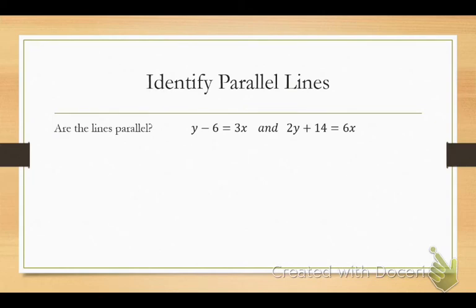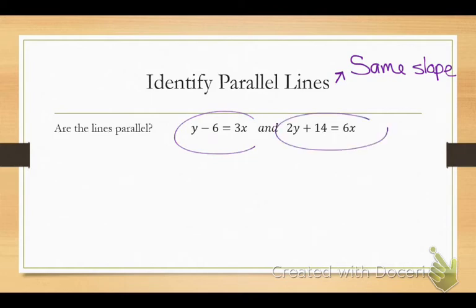All right, now this one's a tough one. This one you're gonna kind of remember. Does anyone remember what I am looking for with parallel lines? If I say yes, they're parallel, what am I looking at? The same slope. Well, in order to know the slope, they have to be in slope-intercept form. Okay? So, y minus 6 equals 3x. What do I have to do on that one? Add 6. Yep. So y equals 3x plus 6.